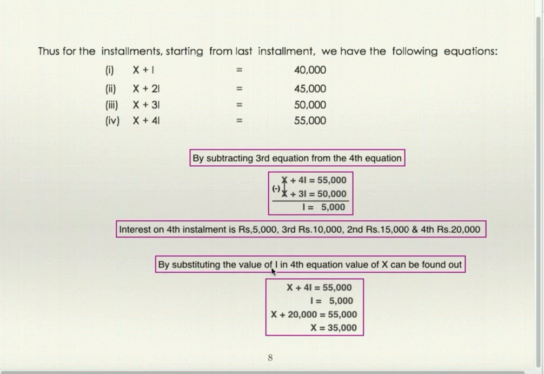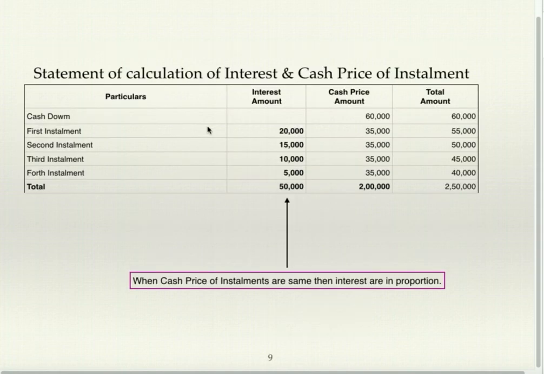By substituting the value of I in the first equation, value of x can be found out. The equation is x plus 4I is equal to 55,000. I is equal to 5,000. X plus 5,000 into 4, 20,000 is equal to 55,000. X is equal to 35,000. So cash price of each and every installment is 35,000.